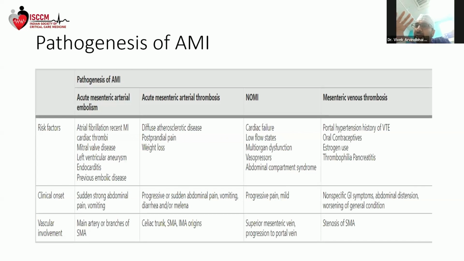The clinical onset of mesenteric arterial embolism is sudden, strong abdominal pain with vomiting. In arterial thrombosis, progressive or sudden abdominal pain, vomiting, diarrhea and so on. With non-occlusive, progressive pain. And in mesenteric venous thrombosis, non-specific GI symptoms and abdominal distension. These are the particular clinical onset and presentation of mesenteric ischemia. As far as vascular involvement is concerned, in acute mesenteric arterial embolism, the main arterial branches of the SMA. In mesenteric arterial thrombosis, the celiac trunk, SMA or IMA origins. In the non-occlusive form, the superior mesenteric vein or progression to the portal vein. And in venous thrombosis, stenosis of the mesenteric vessels. Next.